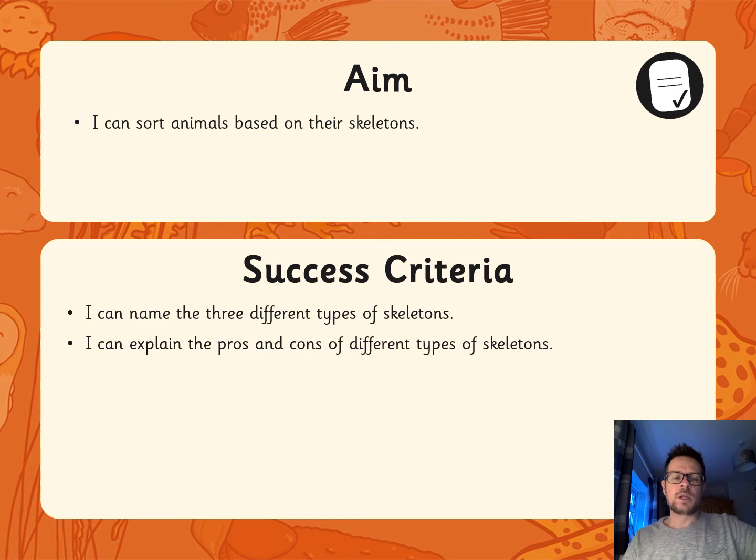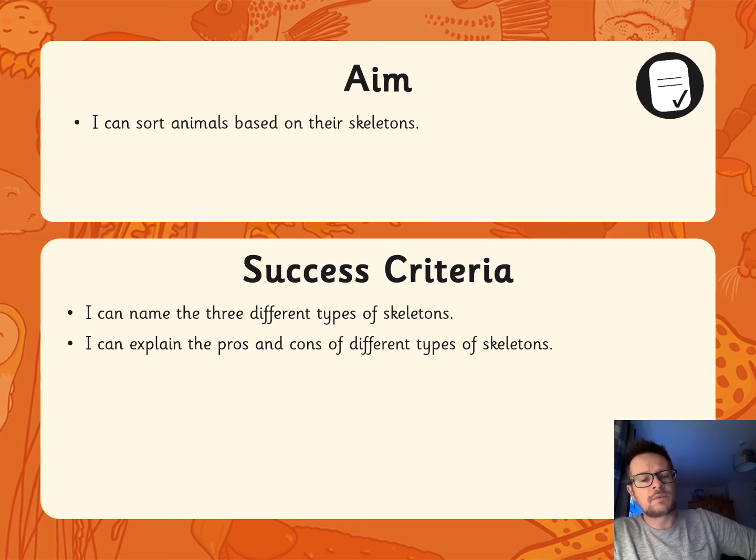Right, when you have done all that, you can come back to our success criteria. Can you sort animals based on their skeletons? We did that as part of the video. Let's hope you got them all right. There's the little table and the pictures that you need to match up. See if you can do that.